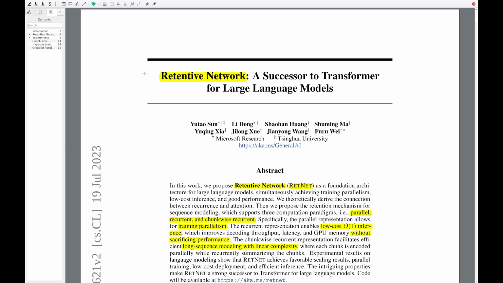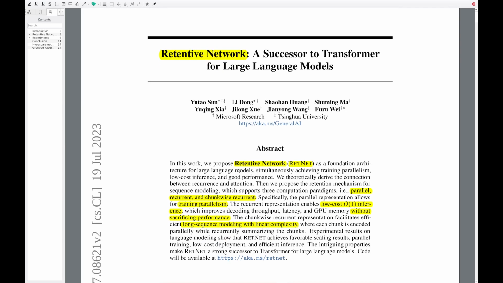Today I'm going to be reading this paper called Retentive Network, a successor to Transformer for large language models. This is a recent paper by Microsoft Research and Tsinghua University. They propose a new architecture called Retentive Network, or shortened RetNet, that has these three computation paradigms: parallel, recurrent, and chunkwise recurrent.